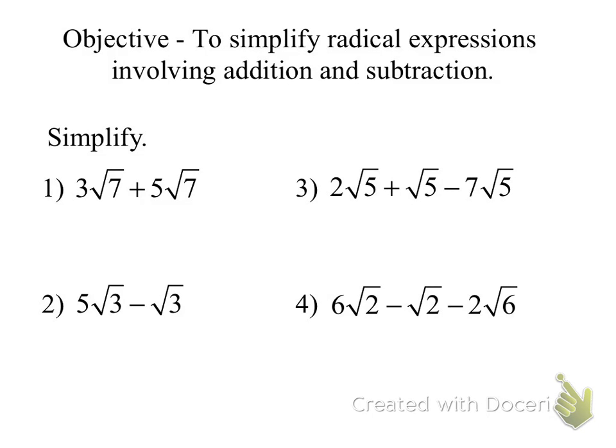Would it be 8 radical 7? Right. Why do you say that? Because the radicals are the same, so you can combine. The radicals are the same, and they're like a variable, so we can combine the like variables. So radical 3 and radical 5 makes radical 8. Wait, what? I'm sorry, 8 radical 7. Okay.